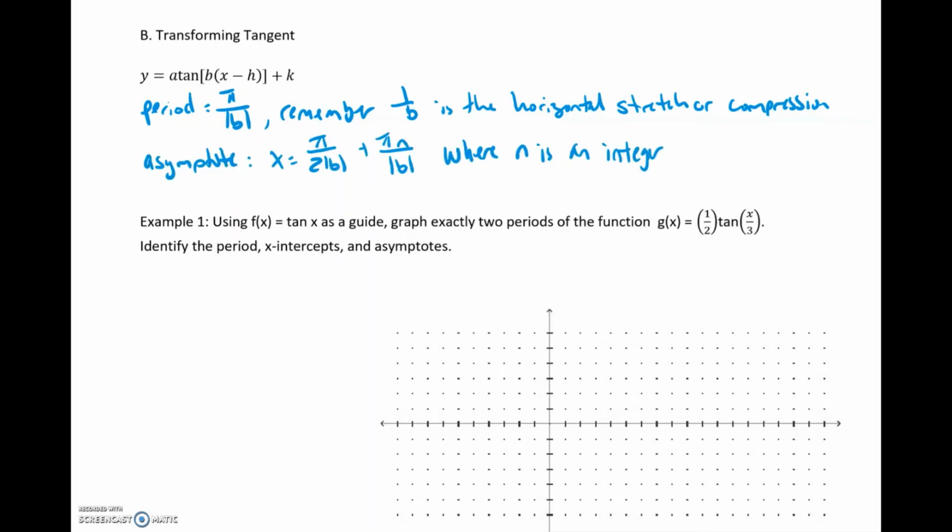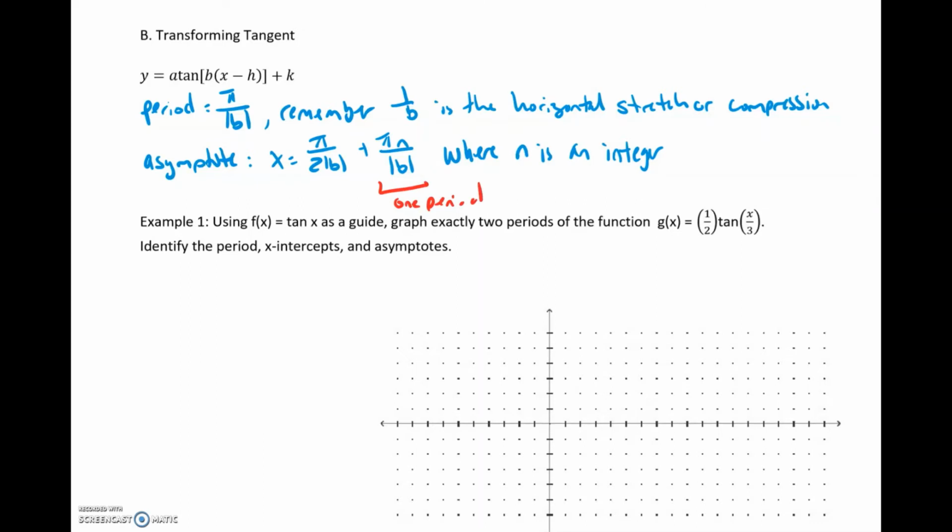What I've written down here is basically what I just told you. This pi over 2 times the absolute value of b is taking your period and dividing it by 2 to get that first asymptote. Then we add pi times n over b, where n is a whole number, positive or negative, that adds or subtracts whole periods from that base asymptote. So this is basically the length of one period.